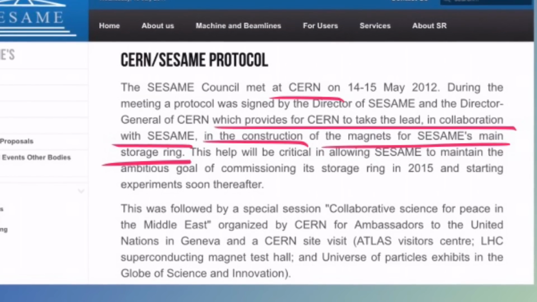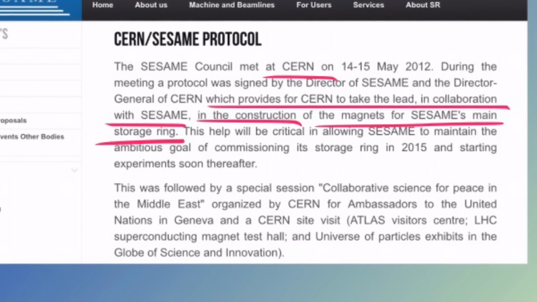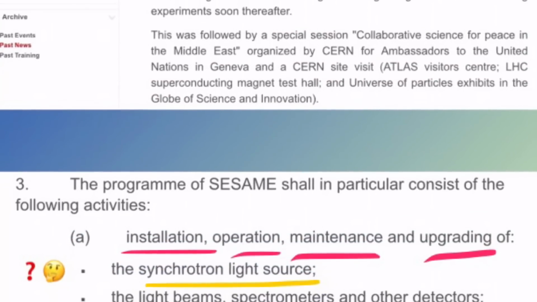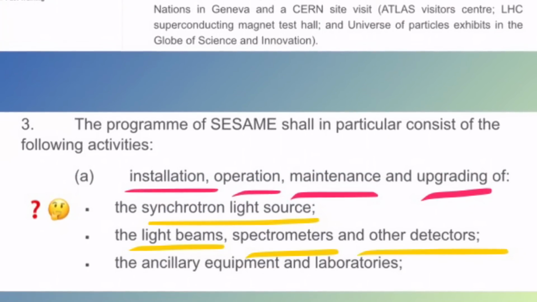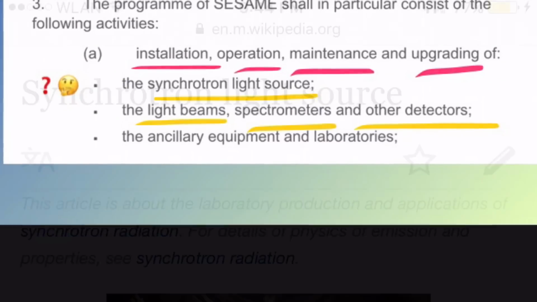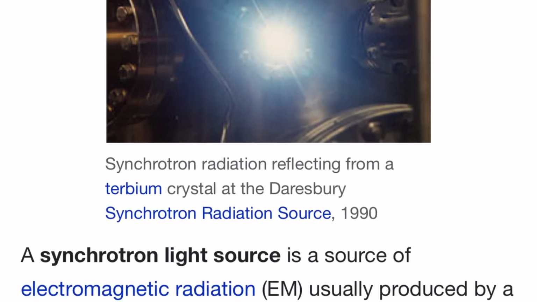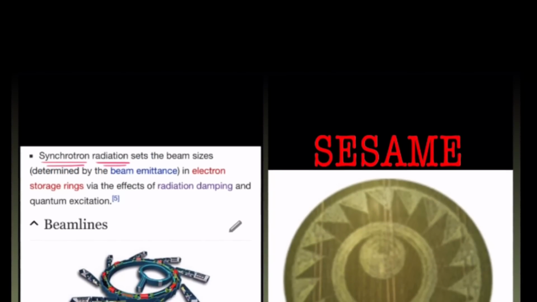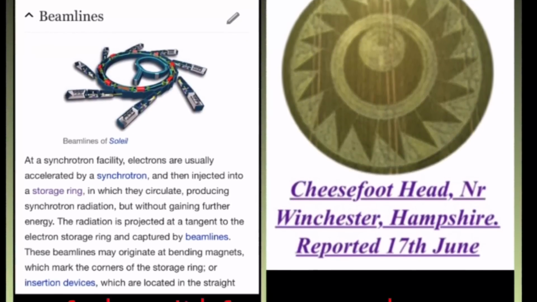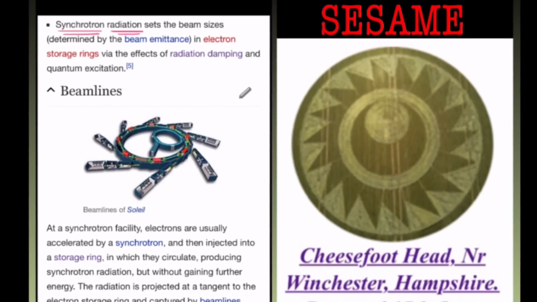So much, in fact, that the directors of CERN and Sesame signed a protocol which provides for CERN to take the lead in collaboration with Sesame in the construction of the magnets for Sesame's main storage ring. The program of Sesame consists of the installation, operation, maintenance, and upgrading of the synchrotron light source, light beams, spectrometers, and other detectors. Okay, I had to look it up. Synchrotron light source. It starts talking about the synchrotron radiation that links to Sesame, but it describes the beam lines that are used for synchrotron light sources, which closely resembles the June 17th crop circle.